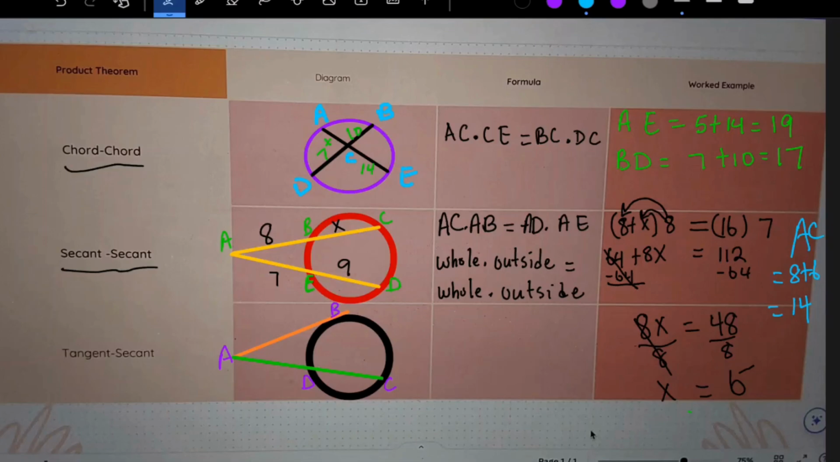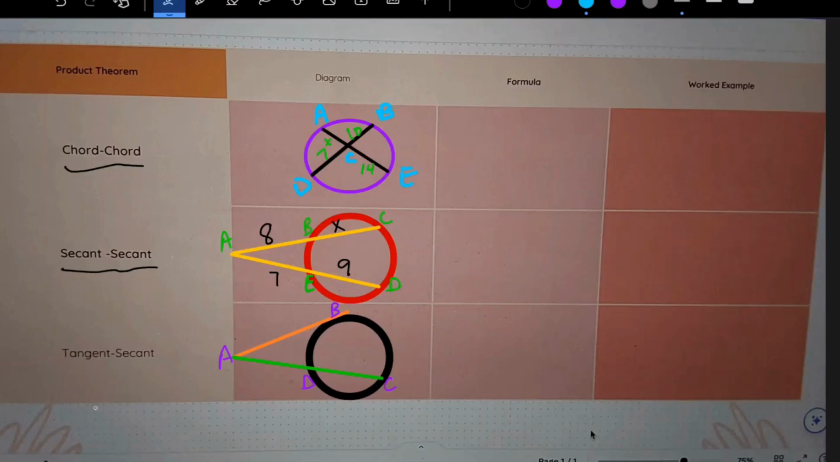Alright, let's look at the last theorem. The last theorem is the tangent-secant theorem. My line AB is a tangent because it touches my circle at one place, the point of tangency being point B. And then my secant, which is AC. The theorem says that your tangent line, you're going to square that. So whatever AB is, we're going to square that, equals the whole line, which is AC, times the outside, which is AD.